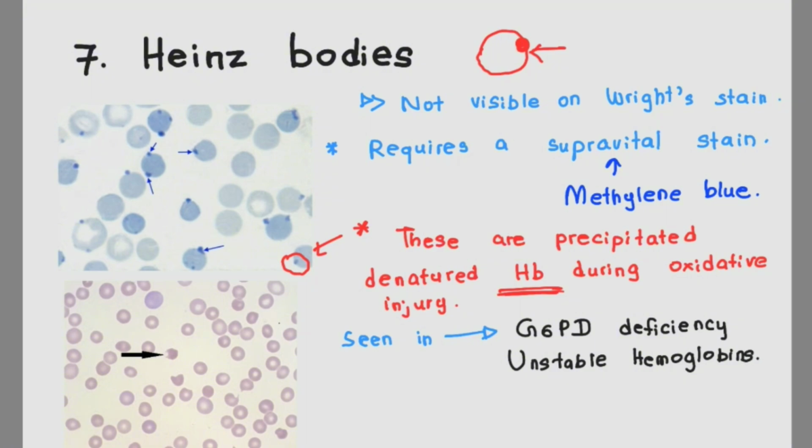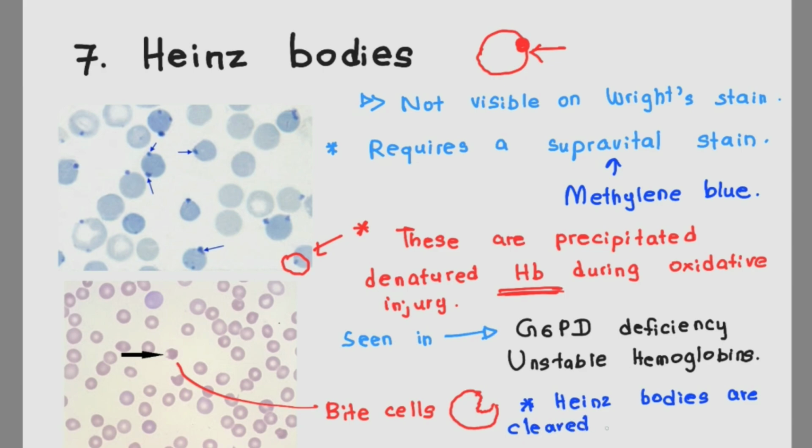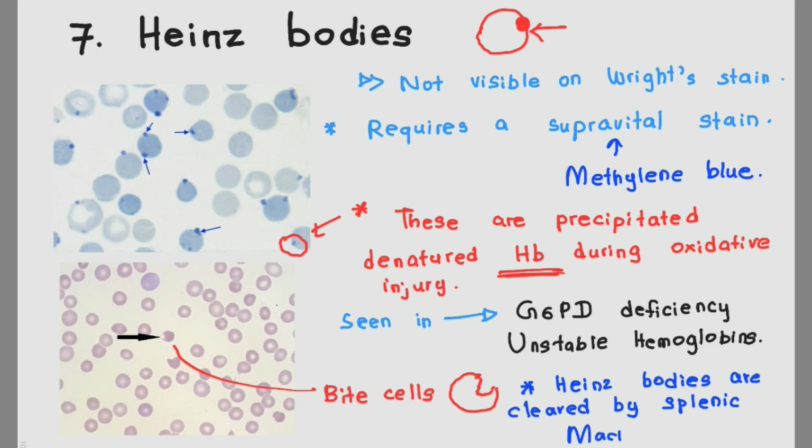These Heinz bodies reduce the flexibility and shape of the red blood cells, making them more likely to be destroyed by the spleen. When splenic macrophages clean up the damaged parts of the red cell membrane, it leads to the creation of bite cells. So in this figure, you can see bite cells. These cells can be found in peripheral blood smears stained with Leishman stain as well.